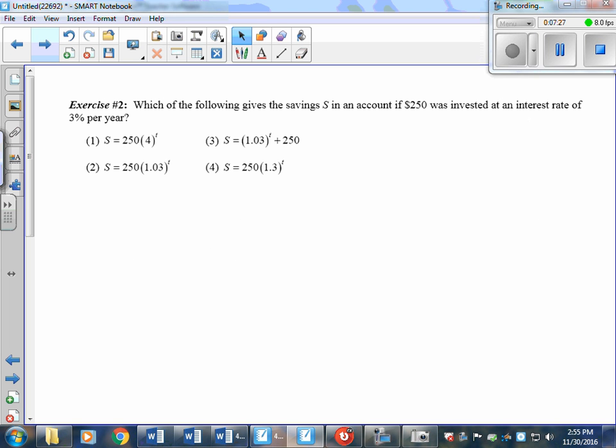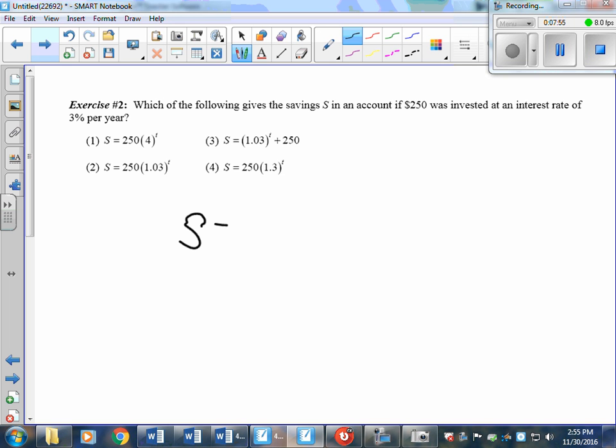Exercise 2. Which of the following gives the savings S in the account of $250 if $250 was invested at an interest rate of 3% per year? And like I was just telling my 9th period class, right, guys, don't look at the answers, because they're very deceiving. These multiple choice questions are not nice. They are here to trick you, so don't look at them. Remember what your formula is.